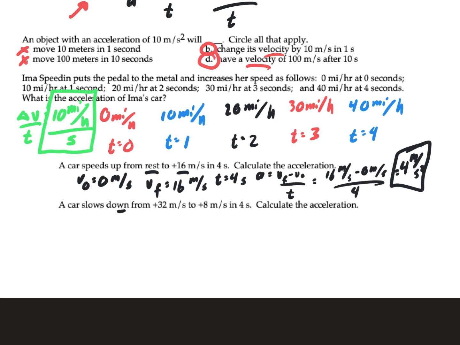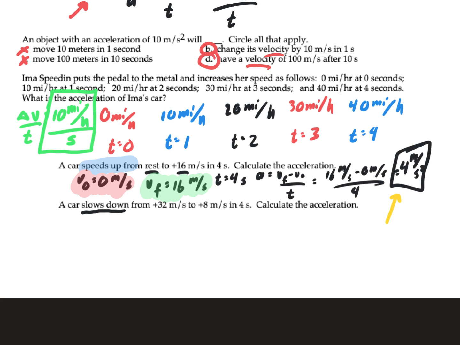I have another one. This one is slowing down, so we didn't make a big deal out of that a second ago, but what's happening here is this thing is speeding up. So notice that my initial velocity is 0, and my final velocity was 16, so it got faster. So it makes sense that my acceleration should be positive, right? It's speeding up that way.